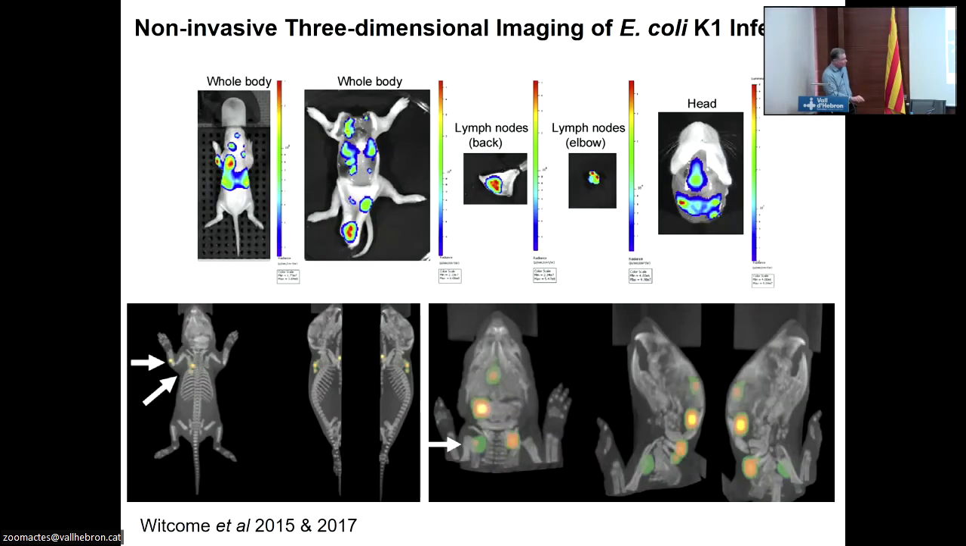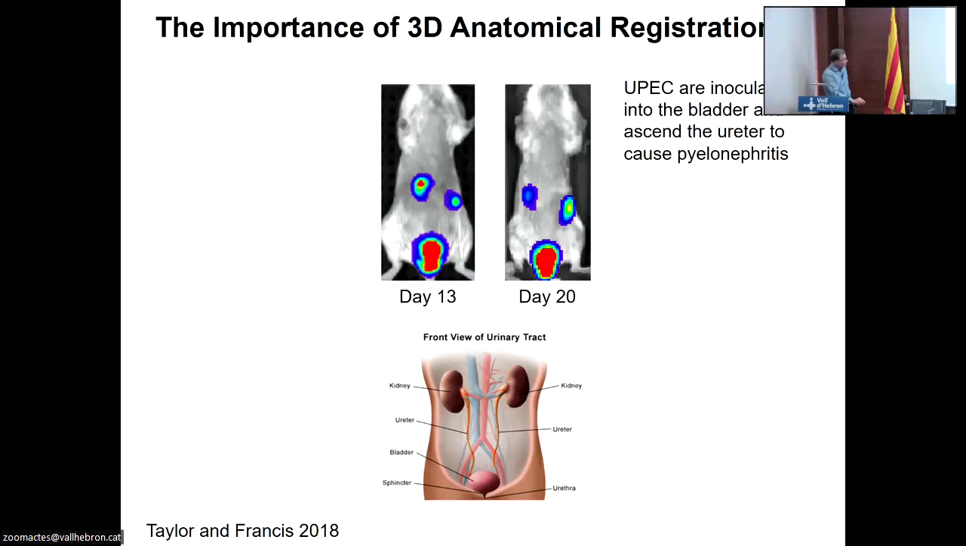You can also get some really nice defined images showing foci. So this is an E. coli K1 infection model where you can see in this rat pup dissemination of the bacteria to cause meningitis, crossing the blood-brain barrier and forming meningitis in the brain of this animal. So again, this is using the SPECTRUM CT. But this is one of the biggest advantages of doing 3D imaging.